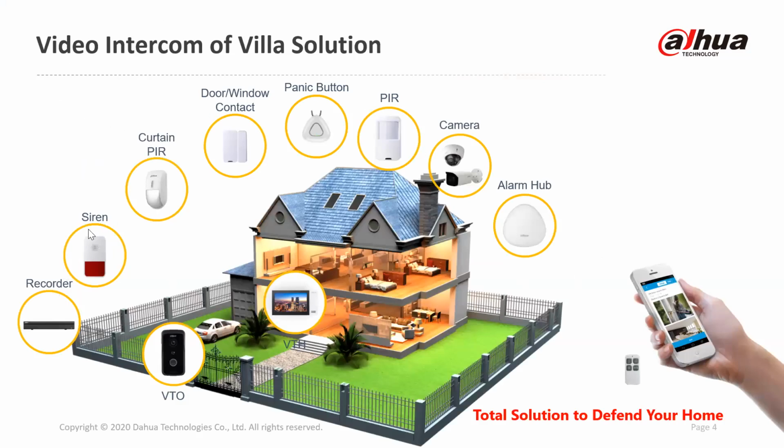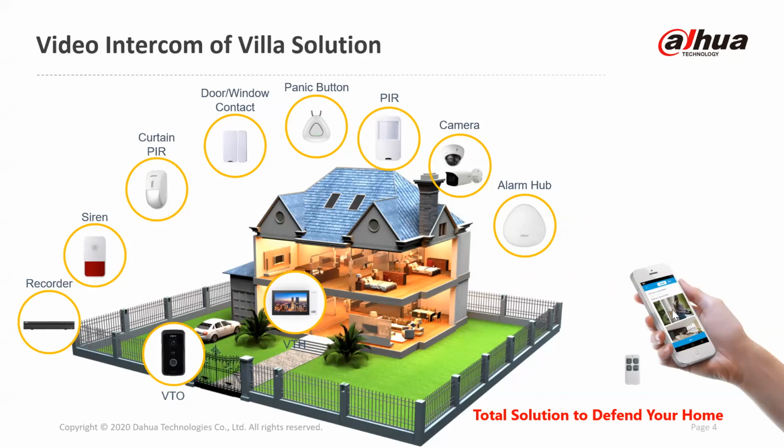So we have the recorder, the siren, the curtain, the door window contact, panic button, PIR, cameras, alarm hub, the VTO and the VTH. These are the video intercom. This is a total solution to defend your home. In short, through the DMSS, you can be able to control all these devices in this system.